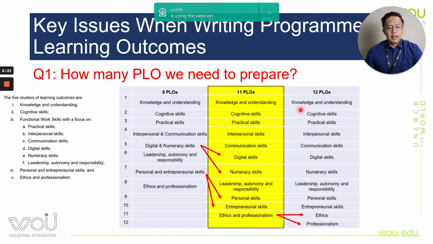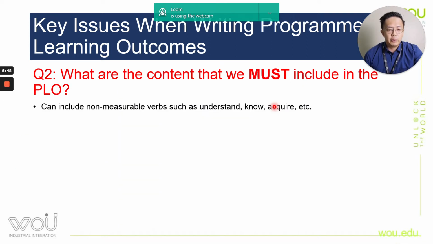But you have to remember, no matter whether it's 11, 8, or 12, you must cover all 5 clusters of learning outcome, and the mapping should be 1-to-1. One PLO mapped to one particular cluster. This is the thing that you need to know, which is more important.